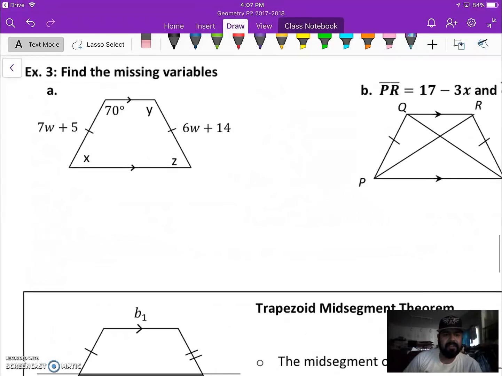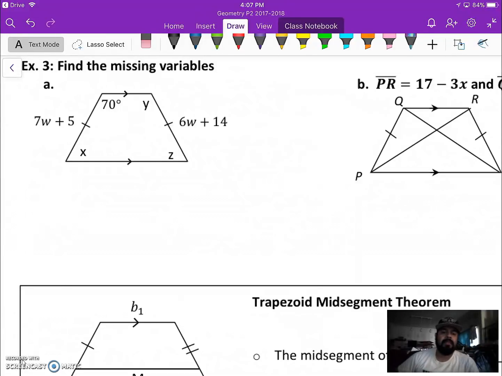So we wish to find the value of our missing variables. We've got x, y, z, and w. So let's go ahead and solve for w since that's the first one. Easy to note that, hey, these two are congruent. Alright, so that means we can set them equal to each other.